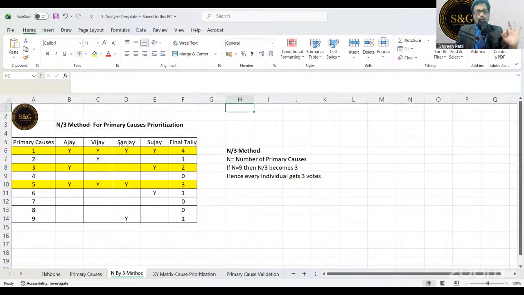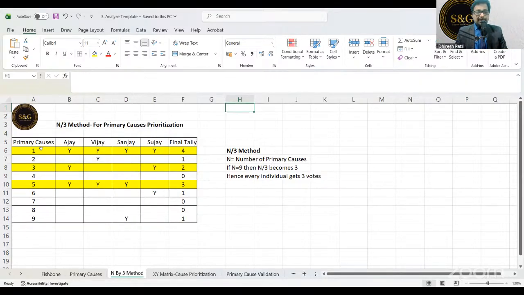Now what is the n by 3 method? Let's say, for example, n means the number of primary causes. Just for our understanding, we have 9 primary causes. So n by 3 means 9 divided by 3 equals 3, right? So every team member will get 3 votes, and those team members have to give those votes to the causes.